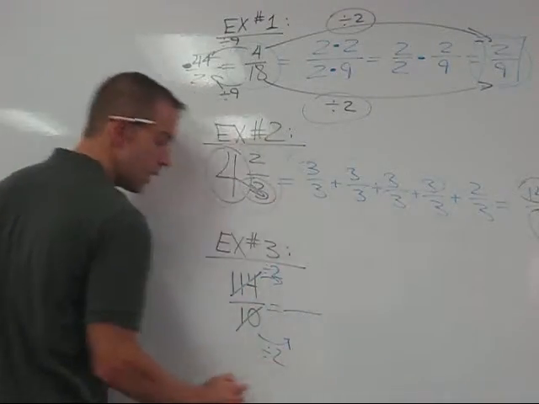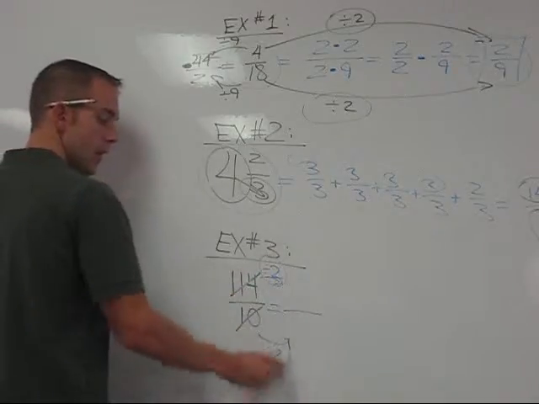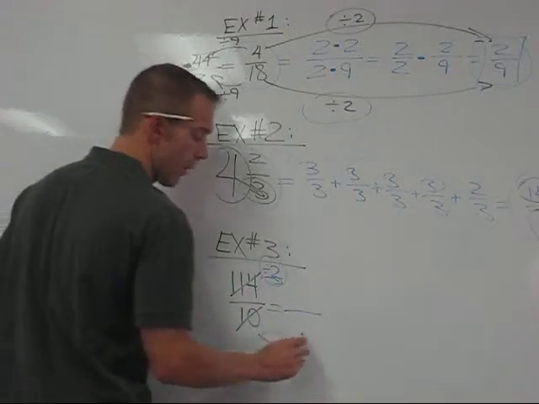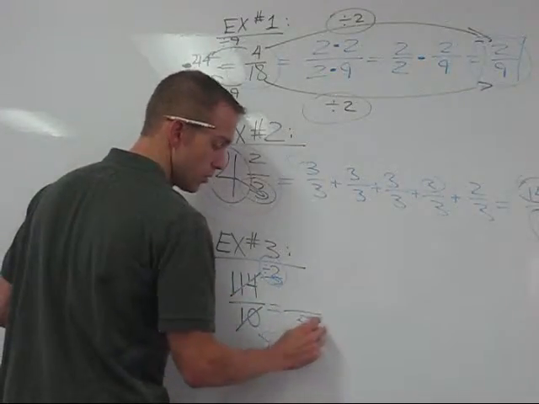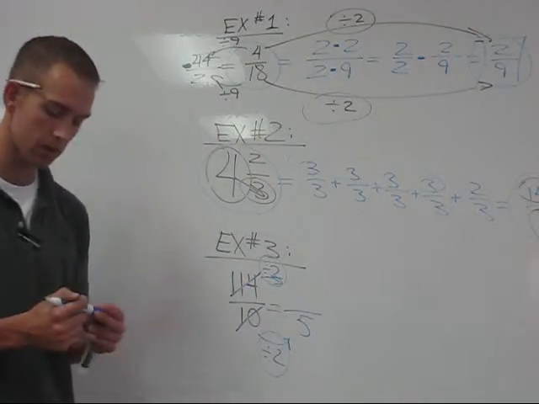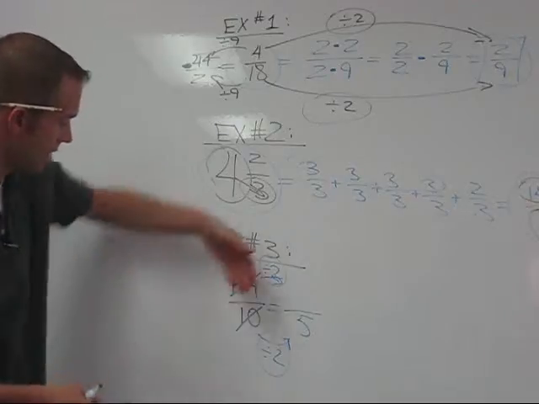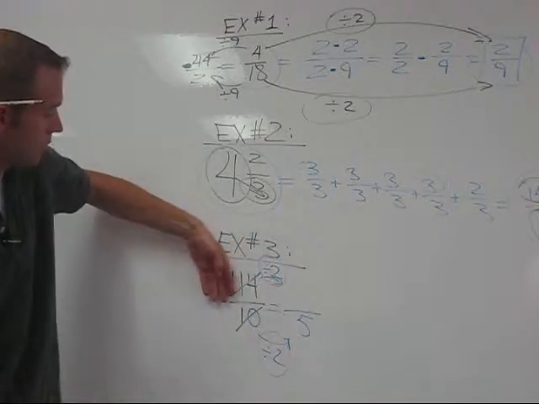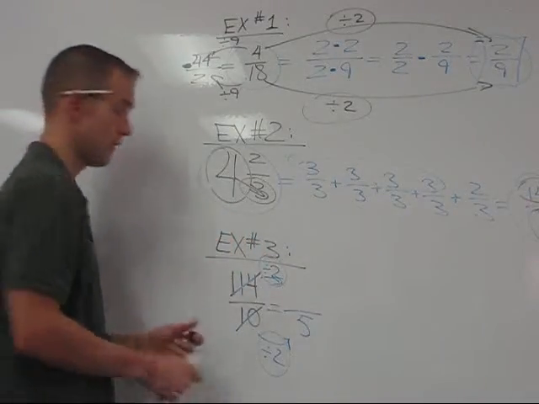I wrote it kind of small. Divide by 2, divide by 2, you do to the top what you do to the bottom. Instantly I know half of 10, or 10 divided by 2, is 5, or 2 goes into 10 5 times. You might have to stop and think about this one. Maybe you do it in pieces. You say, well, half of 100 is 50, half of 14 is 7, okay, so 57.